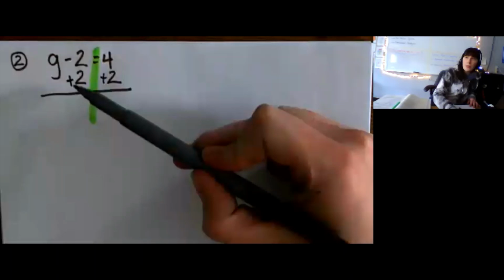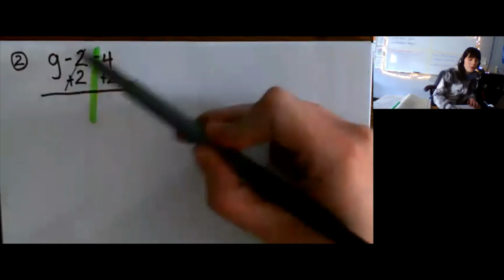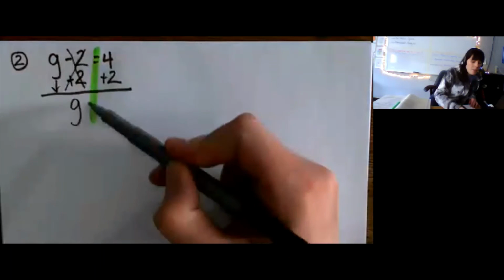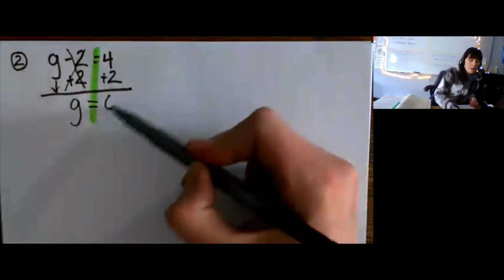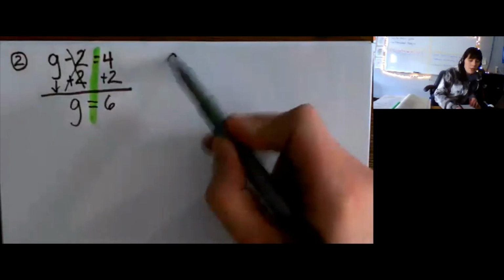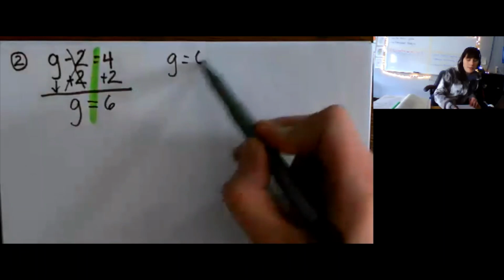Because these are the ones we were trying to get rid of, they cancel out. Also, 2 minus 2 is just 0. Our G, our variable, gets rewritten down below. 4 plus 2 is 6. And so our final answer is G equals 6.